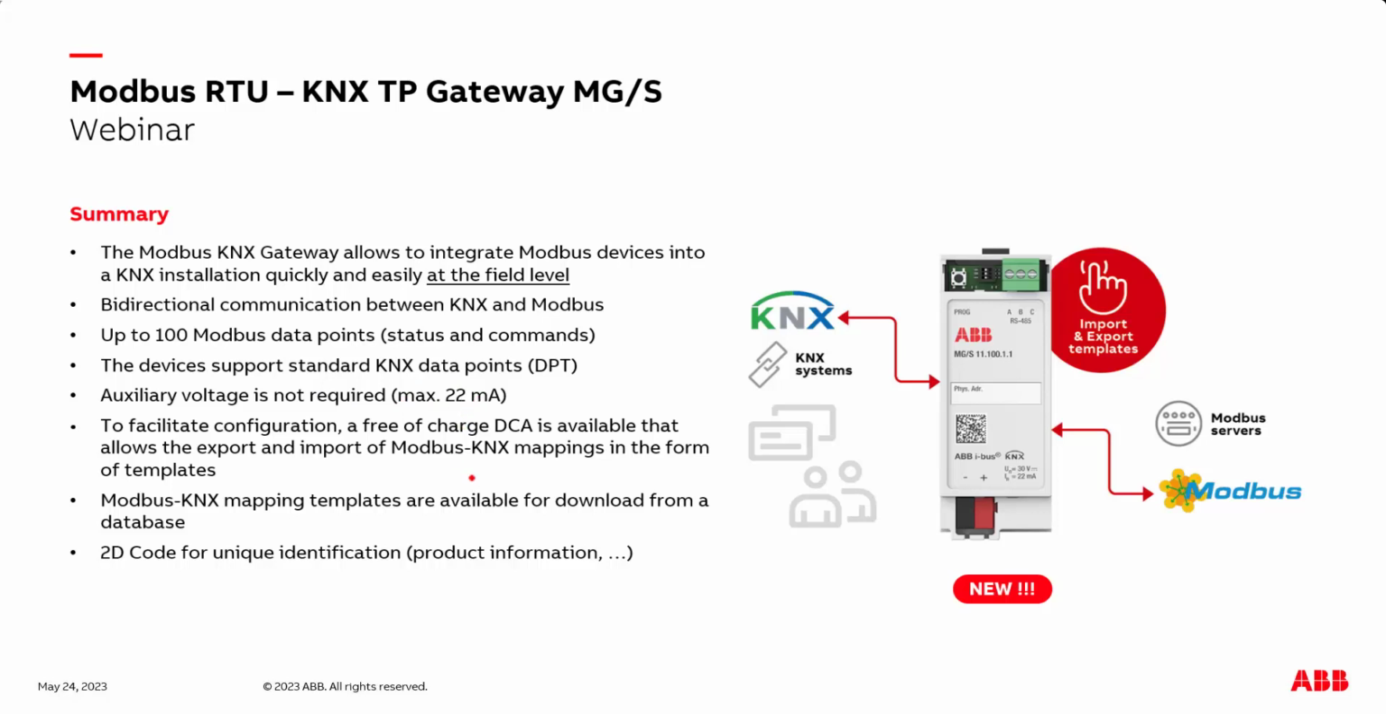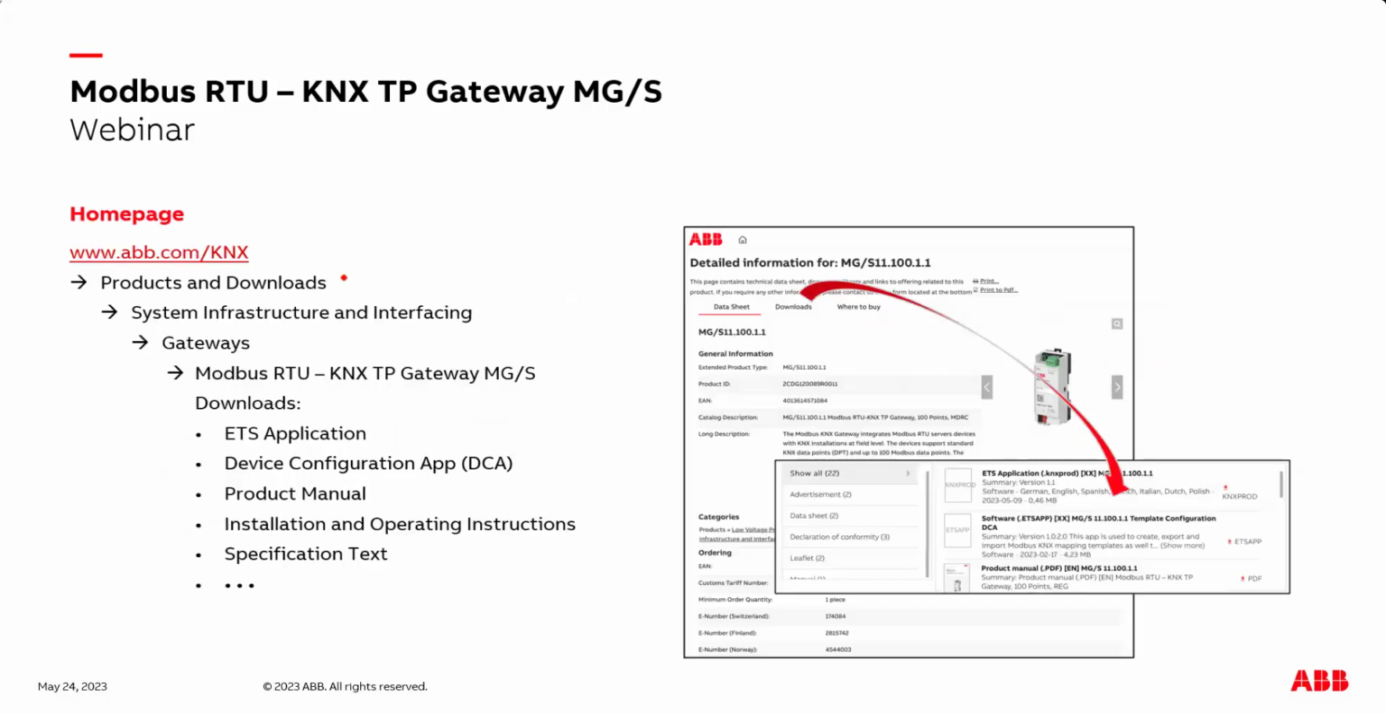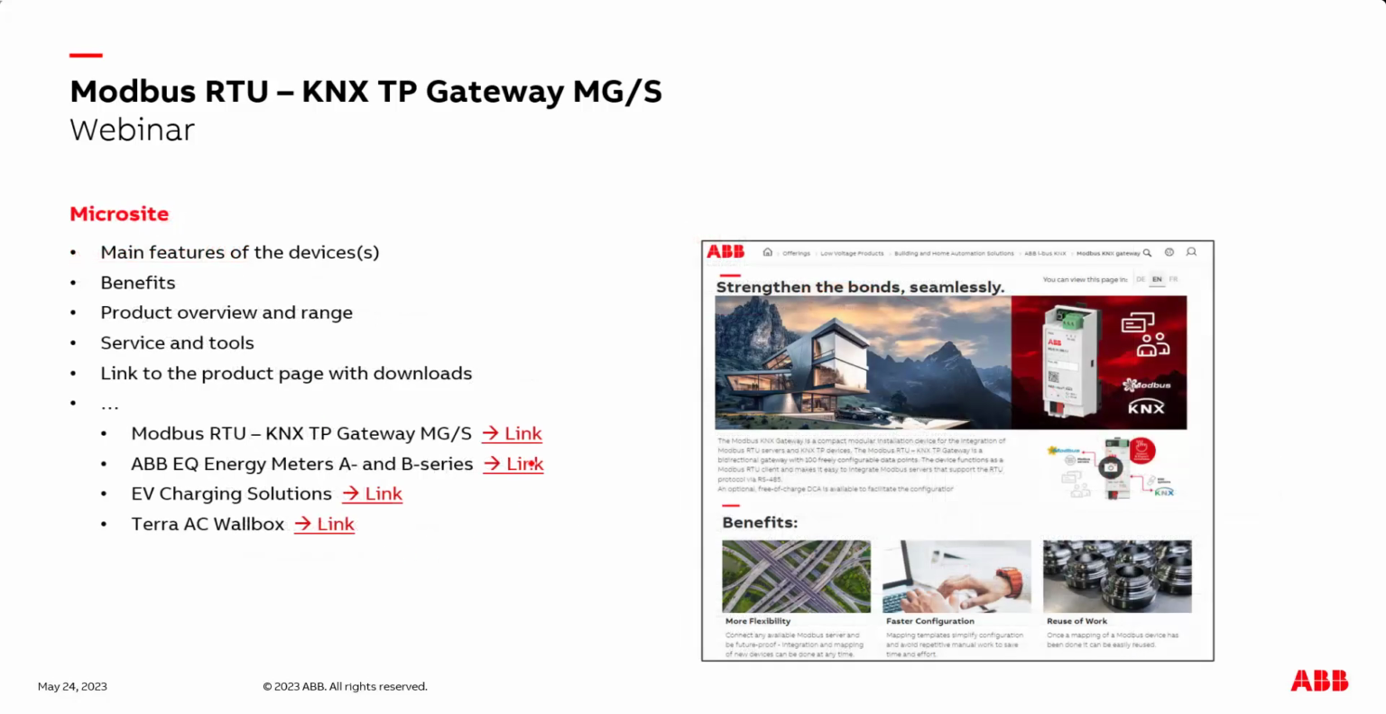We have our device configuration app. For easy configuration, we can use our mapping, and we can create our own mappings. So then let's come to my final slides. You will find all information about the Modbus Gateway on our website, abb.com/knx. Go to products, downloads, system infrastructure and interfacing, gateways, and there is the Modbus RTU gateway with the ETS application, DCA, product manual, and so on.